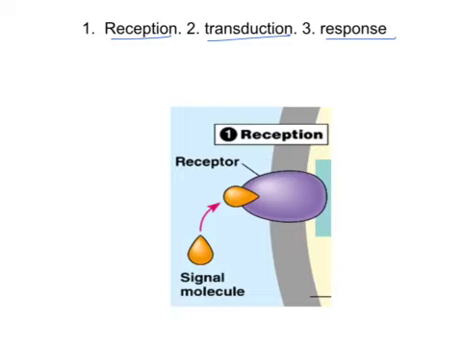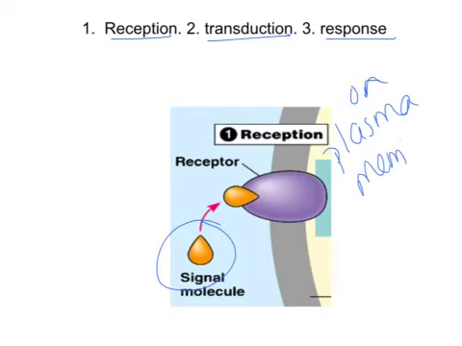The reception is just the signal molecule interacting with a receptor that's on the cell membrane. So this receptor is on the plasma membrane. Again, this chemical signal, this hormone, is not getting across that cell membrane, because it's protein-based. It most likely will have a charge, or it will be too large, so it's not going to be able to make it across that cell membrane.